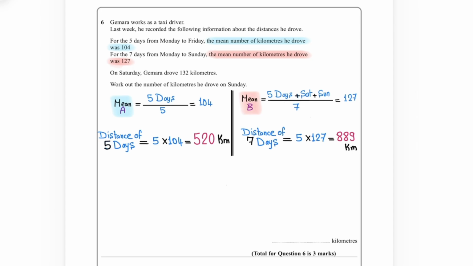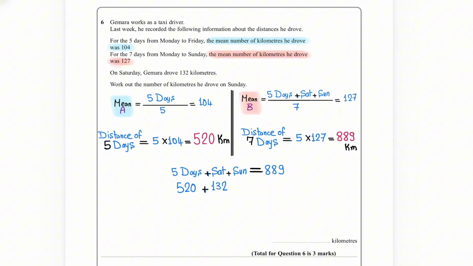Third step, let's set up the equation. Now, here is where we connect everything together. We know that the 7 days total must be equal to the distance driven in the first 5 days plus the distance driven on Saturday and Sunday, which is equal to 889. So let's write the equation. Total distance of the first 5 days plus distance driven on Saturday plus distance driven on Sunday equals 889. Let's substitute the values given.